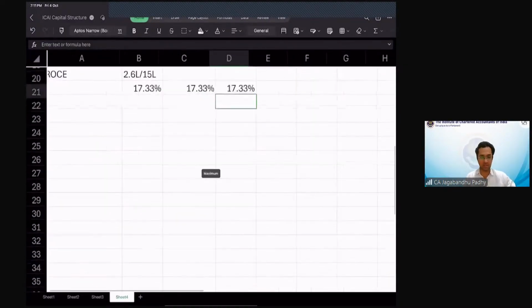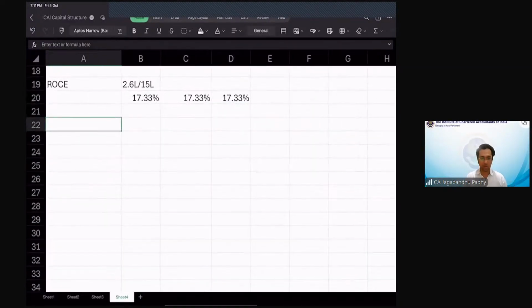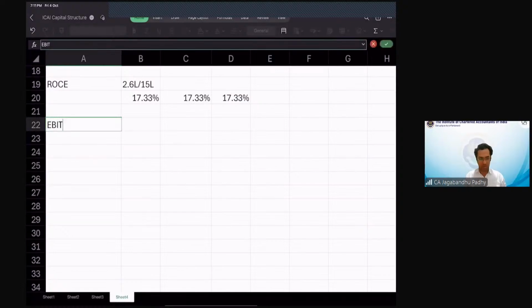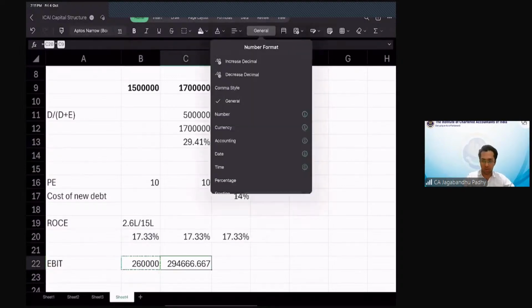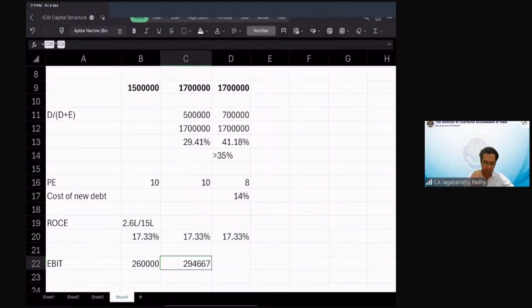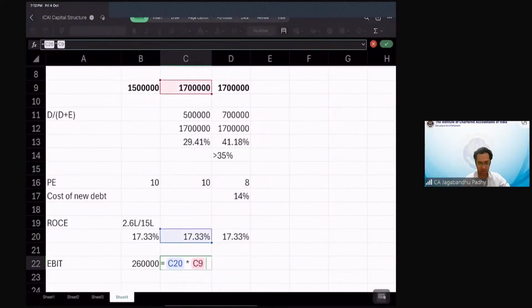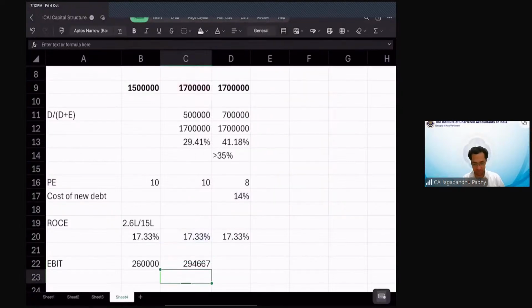Because the question has stated that the return on capital employed will remain same. So based on that, we can definitely say that earlier our EBIT was this. Now over here, the new EBIT will be 17.33% of 17 lakh. Right? So EBIT is remaining same.